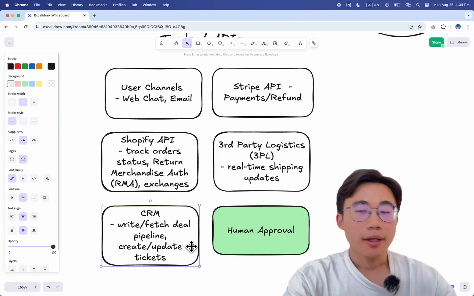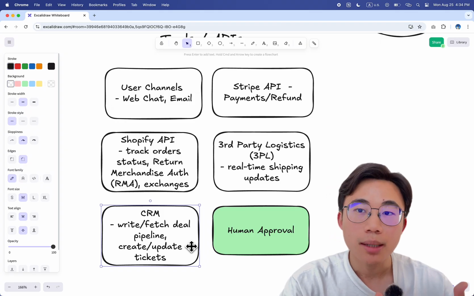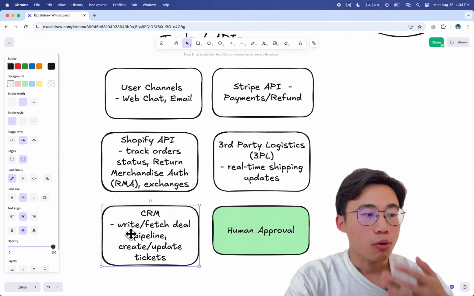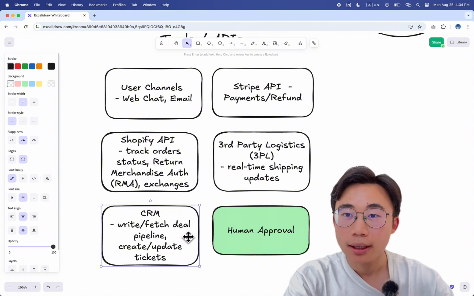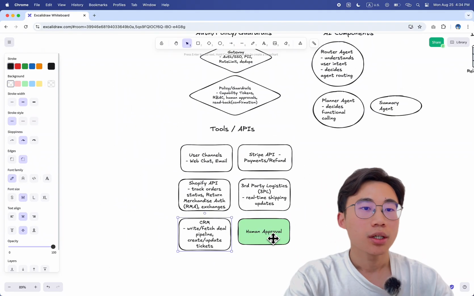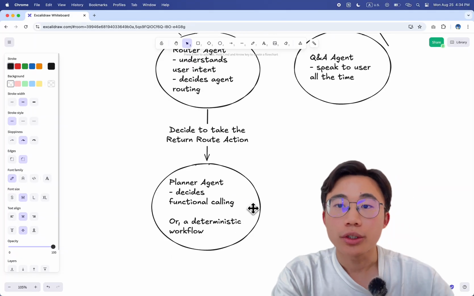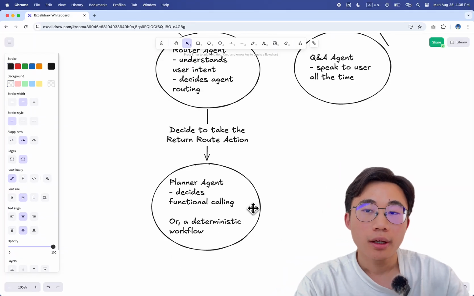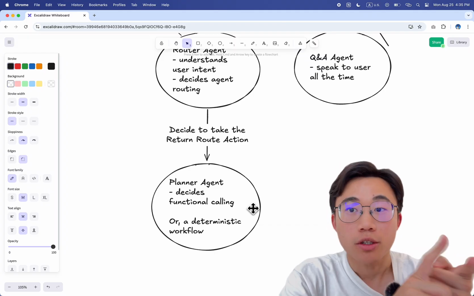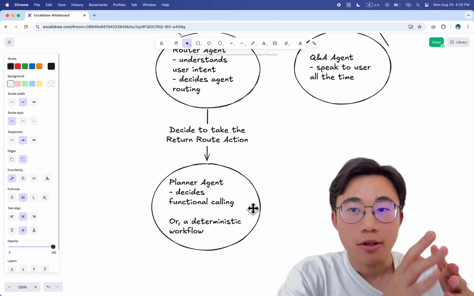And also, for example, if the user is managing some of their customer relationship information in a CRM system, then they will be able to pull in some CRM APIs to start writing or fetching some deals from their pipeline or create and update some tickets, okay? These are the tools that we're talking about here. So if we move back to where we were, this planner agent will decide what tool we're going to call. And in this case, the tools we're going to call are the return API, which is from Shopify, and the Stripe API, which is for processing payments, right?